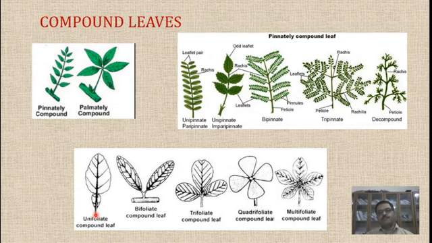The compound leaf is divided based on the number of leaflets into unifoliate, where there is a single leaflet, bifoliate, where there are two leaflets, trifoliate, where we find three leaflets, quadrifoliate, where four leaflets are arranged around the tip of the rachis, and when there are more than four leaflets, it is a multifoliate compound leaf. So these are the different types of compound leaves.